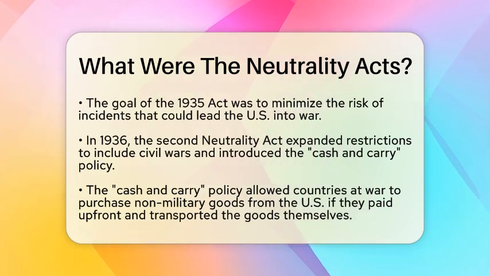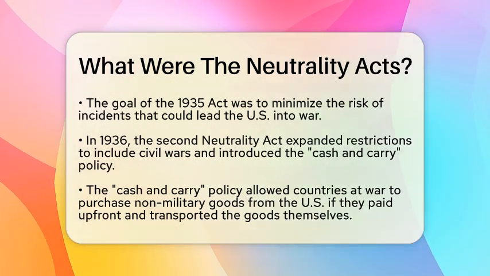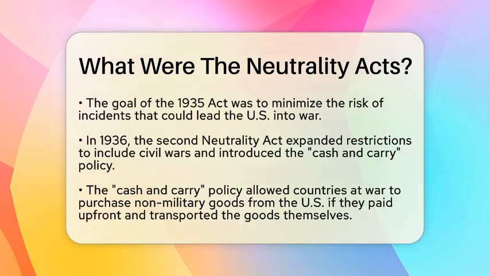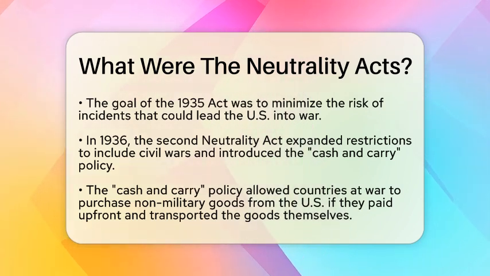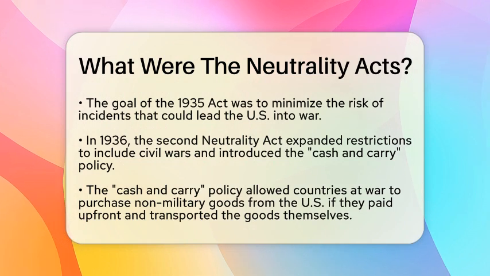into war. In 1936, the Second Act expanded these restrictions. It included civil wars and introduced the cash and carry policy. This meant that countries at war could buy non-military goods from the U.S. only if they paid in cash upfront and transported the goods themselves. This policy aimed to limit financial support while still allowing some trade.